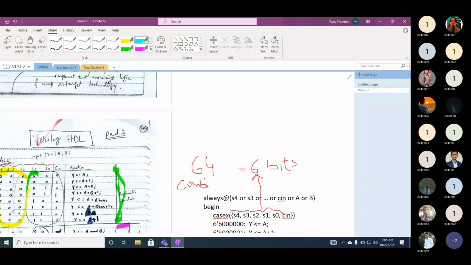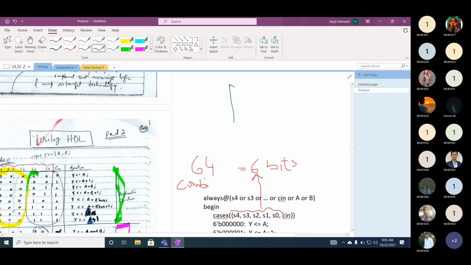Now if you look at this, there are two combinations, S1 and S0. Can you look at S1 and S0? When S1 and S0 are 0, 0, what is the value of B? It's very important. Can you look at S1 S0? S1 is 0.